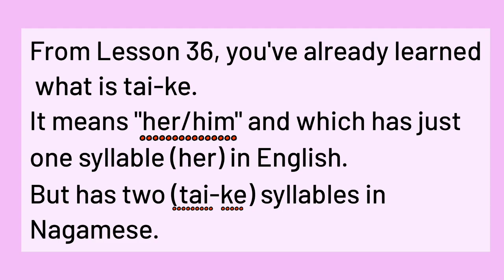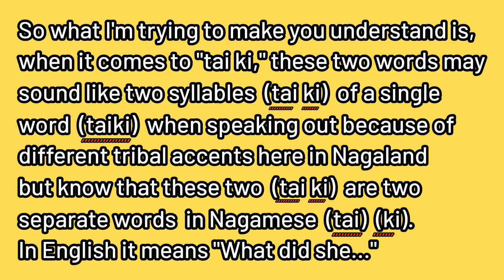From lesson 36, you have already learned what is tai-ke. It means her or him, and which has just one syllable in English, but has two syllables in Nagamese. So what I'm trying to make you understand is, when it comes to tai ki, these two words may sound like two syllables of a single word when speaking out, because of different tribal accents here in Nagaland. But know that these two are two separate words in Nagamese.